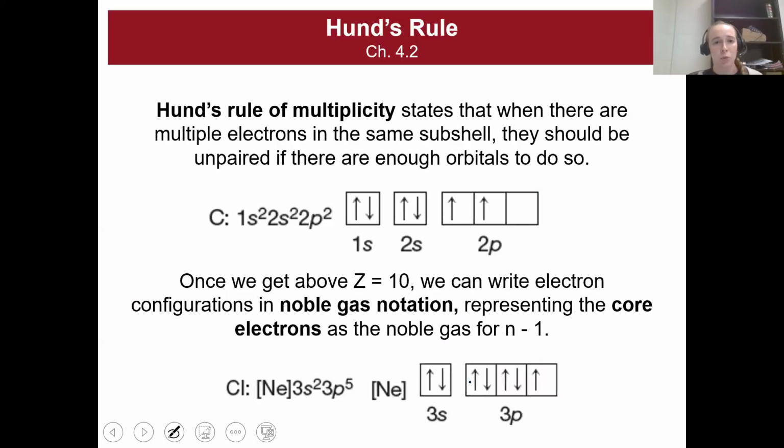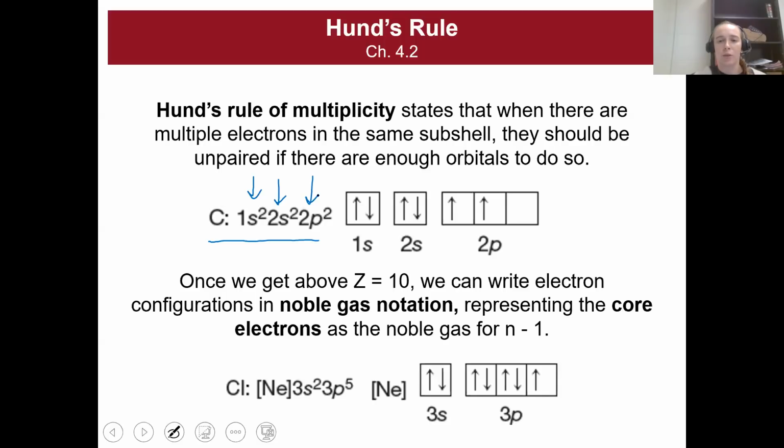Hund's rule of multiplicity states that when there are multiple electrons in the same subshell, they should be unpaired if we have enough orbitals to do that. So this is carbon. Carbon has 6 electrons. 2 of them are in the 1s, so 1s2. 2 of them are in the 2s orbital, 2s2. And then we have 2 more left over that have to start filling the 2p orbitals.